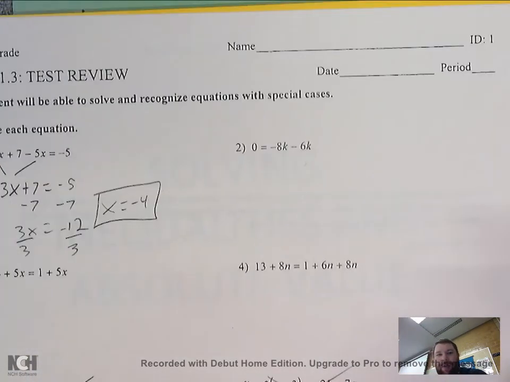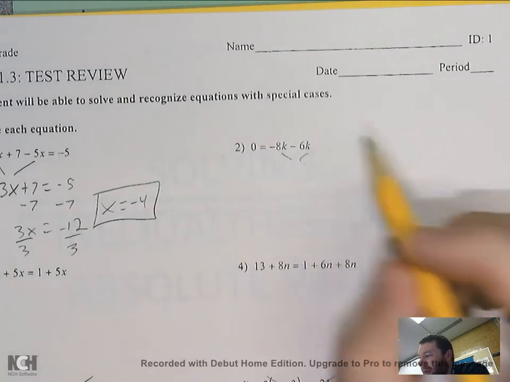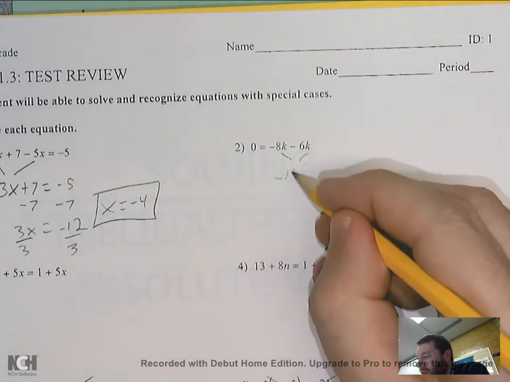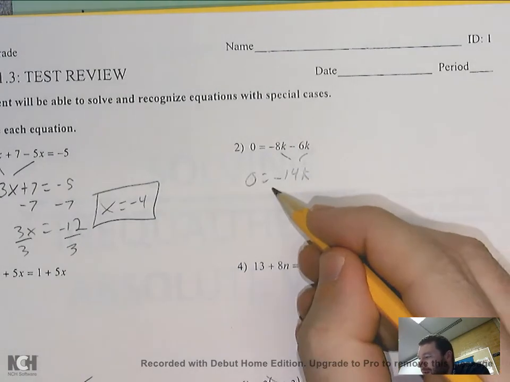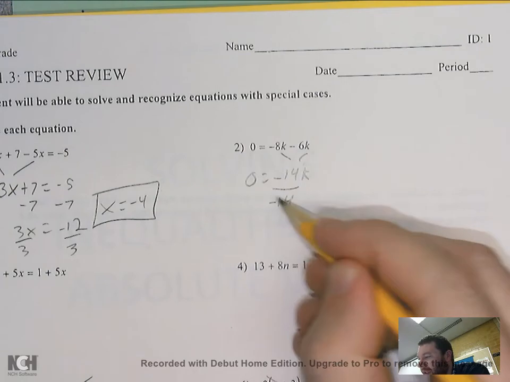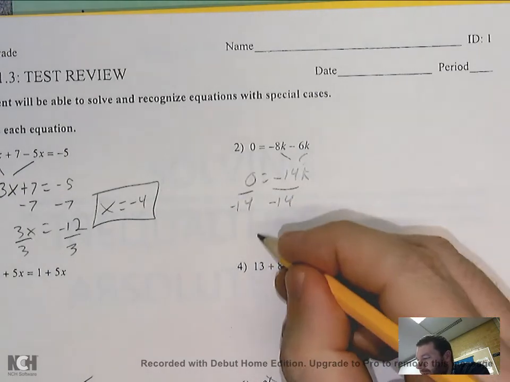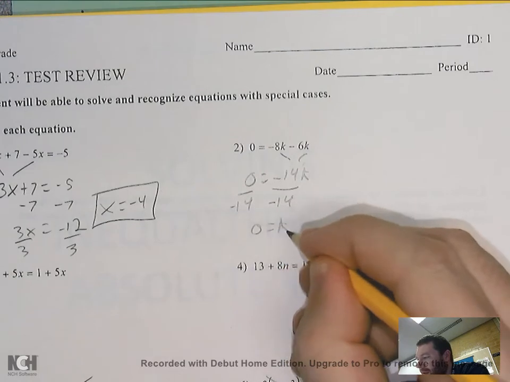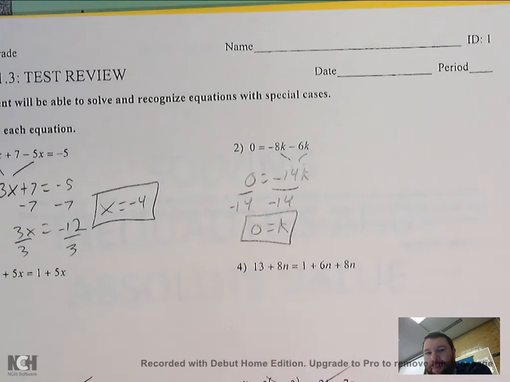Okay. Next one, there's nothing to distribute. I do have like terms here though. Combine those, I would get negative 14k is equal to 0. And then I'd solve for k by dividing by negative 14. And nothing divided negative 14 times is still nothing, so k is equal to 0. That is still a one solution problem.